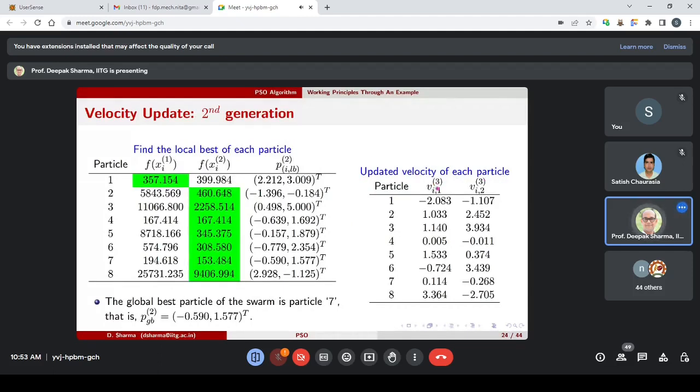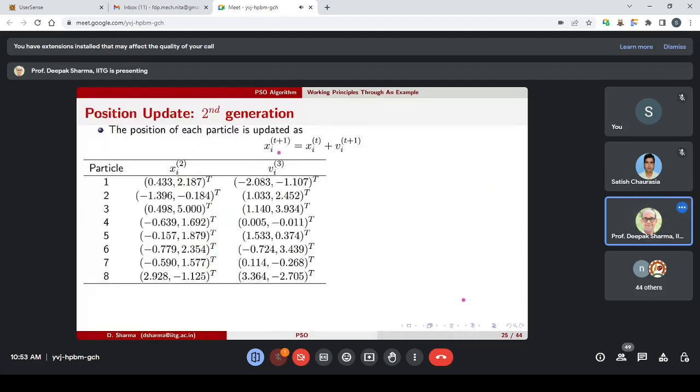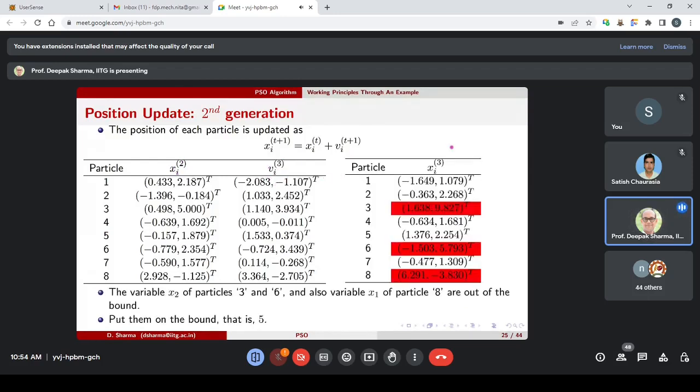So this means the velocity in the third iteration, the first component and the second component for all the particles, are written here. For updating the position, we are again using this formula where we are adding the velocity and the position together. So this is the position in the second iteration. This is the updated velocity for the third iteration. If we perform the vector sum, quite straightforward, we can find out the updated position for the third iteration.